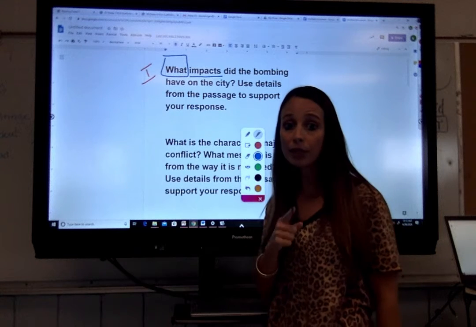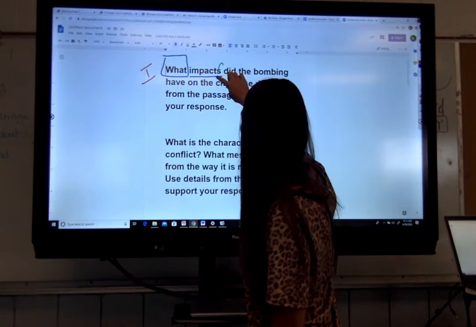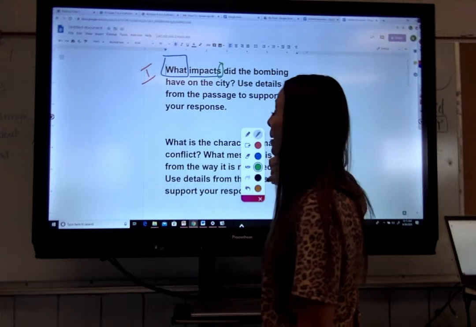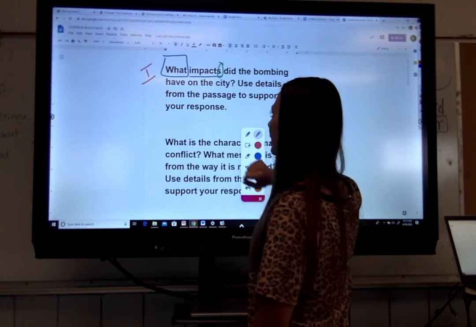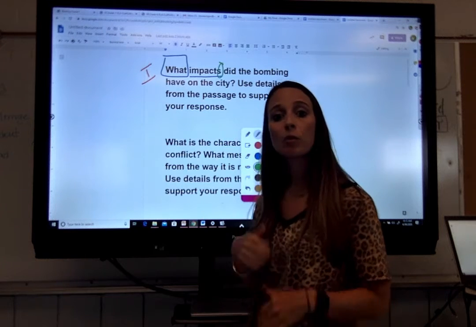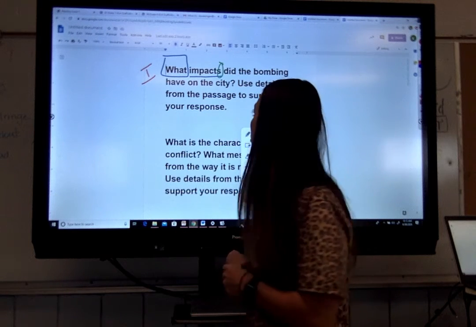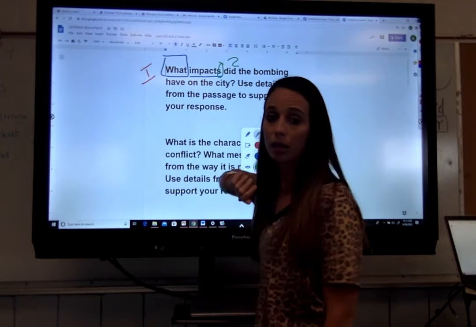When you have to read these prompts, it's very important to look for these plural words. Impacts. Impacts means more than one. If they wanted one, they would say, what impact did the bombing have on the city? In this case, they said impacts. So there's more than one impact that it had on the city. So that means that we know this will at least be 2 jobs.